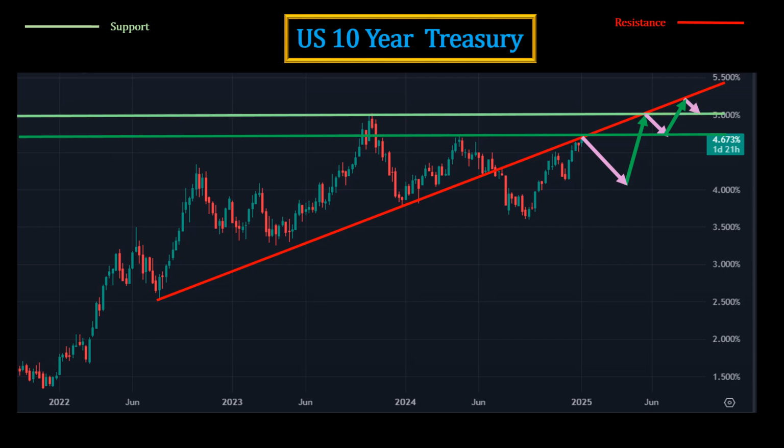The bears may step in again to bring it lower again, and finally the bulls will bring the price all the way to 5.5%. But we don't believe this will stand. After the price went that high, we expect it to crash down all the way to 3.5%, even to 2.5 if there is a recession.